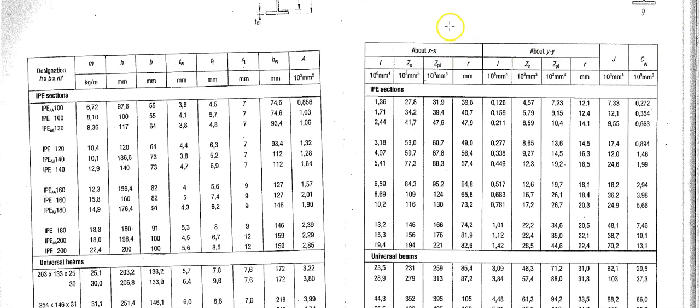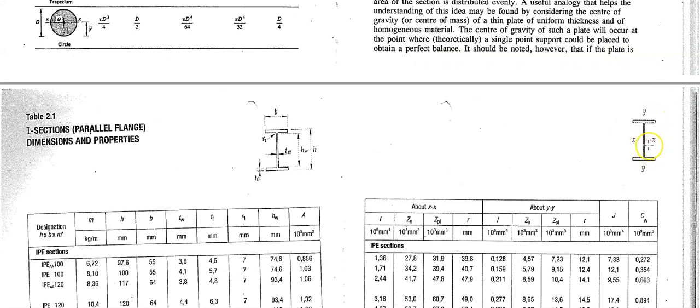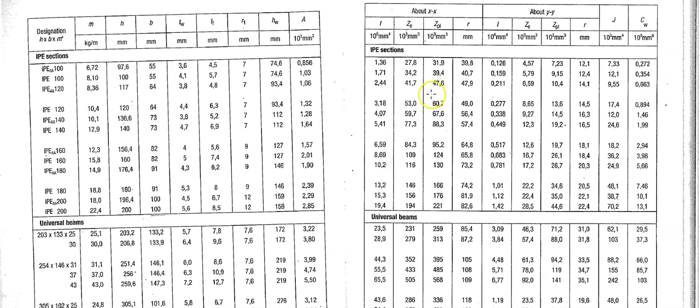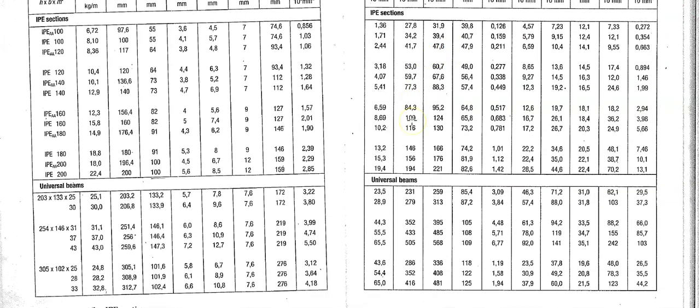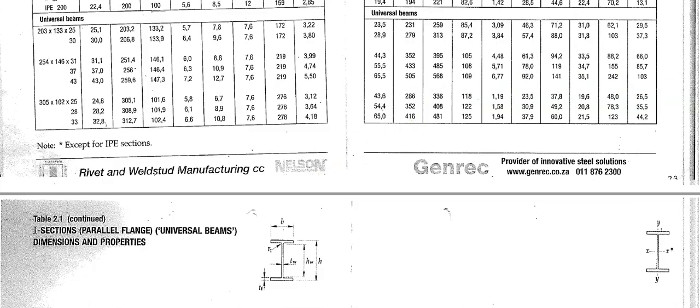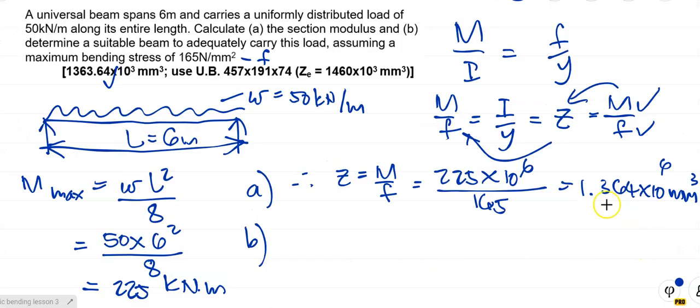Right. You go to the tables and you look for the IXX and you look for Z elastic here. Can you see that there? It's about the XX axis, because bending is about the XX axis. You go to the universal beam part of the table and look for ZE under XX, and you go down the table. Are you with me? You look for a value that's equal to that or slightly larger than that, and you pick that section.